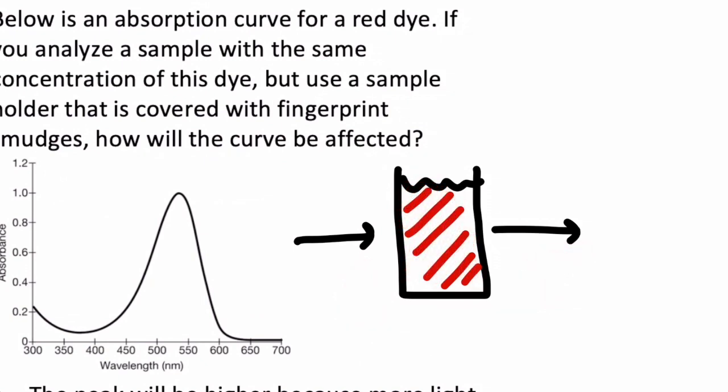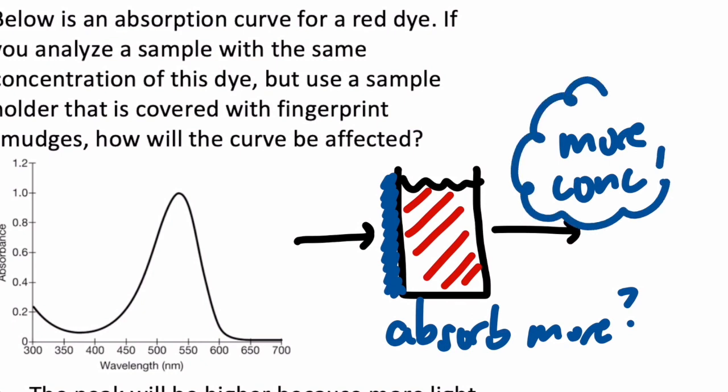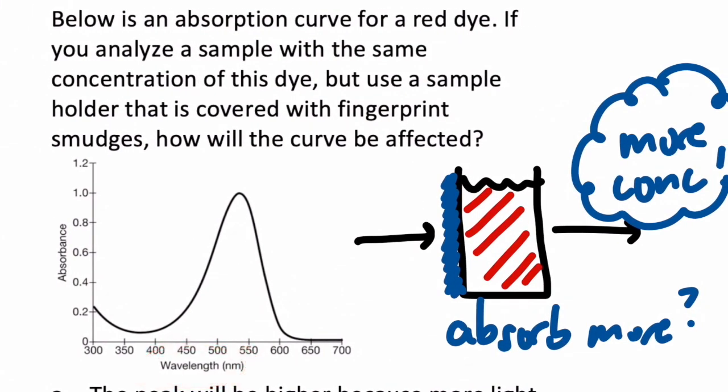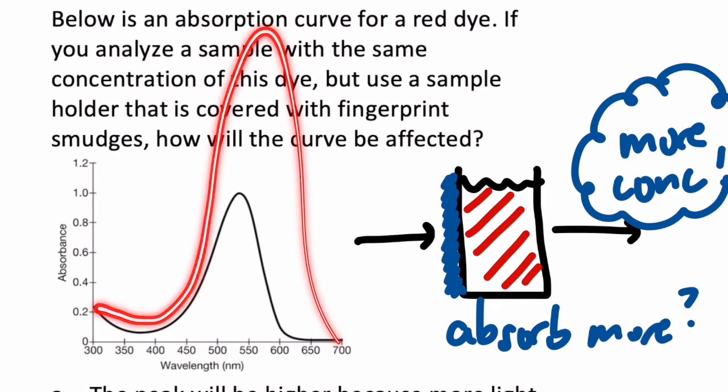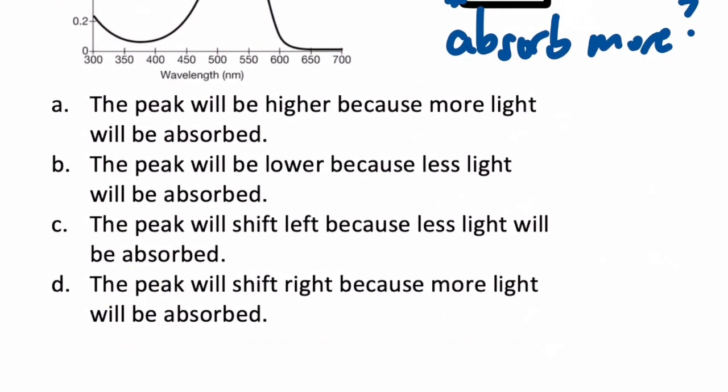Well, if there's fingerprints all over this thing, or there's smudges, you're going to absorb more. That means we're going to think it's more concentrated. It's going to look like it's more concentrated. We're going to think it's darker. So at some given wavelength, the absorption peak should be higher. We're going to absorb a higher amount. So this should be a higher peak. So looking at the choices, the peak will be higher because more light will be absorbed. We've hit the right answer right away in choice A.